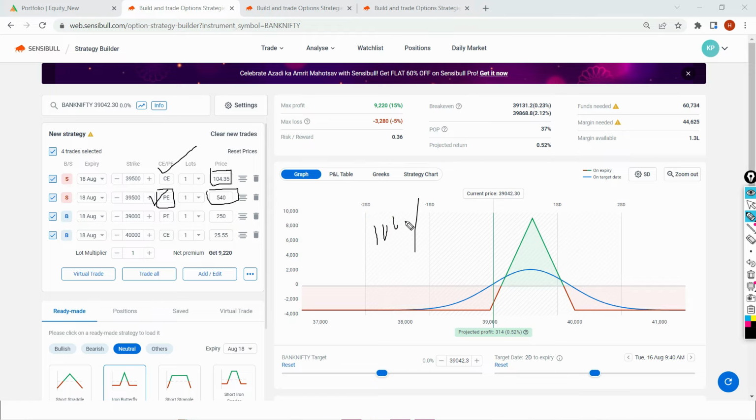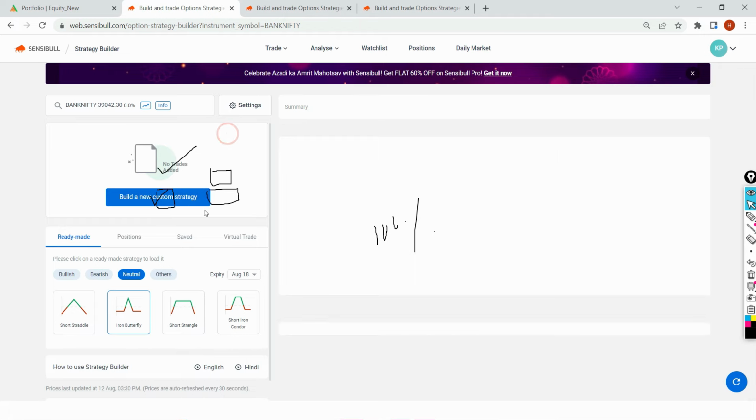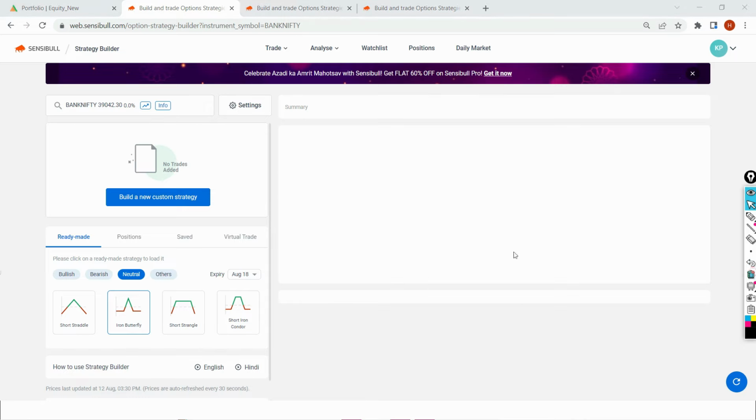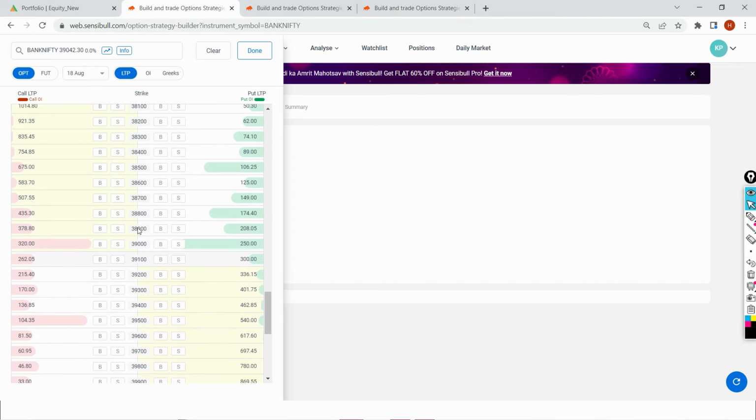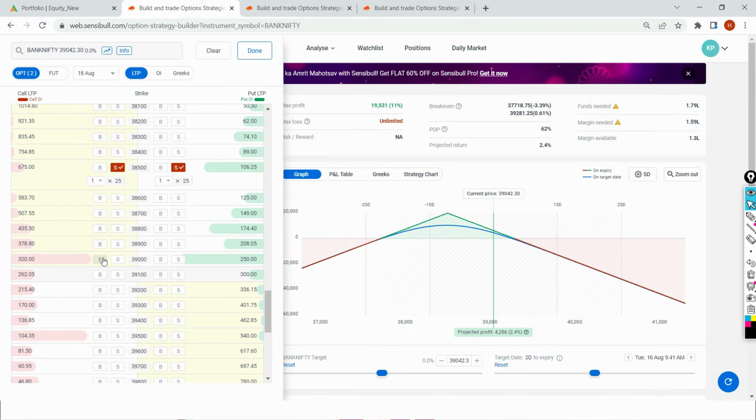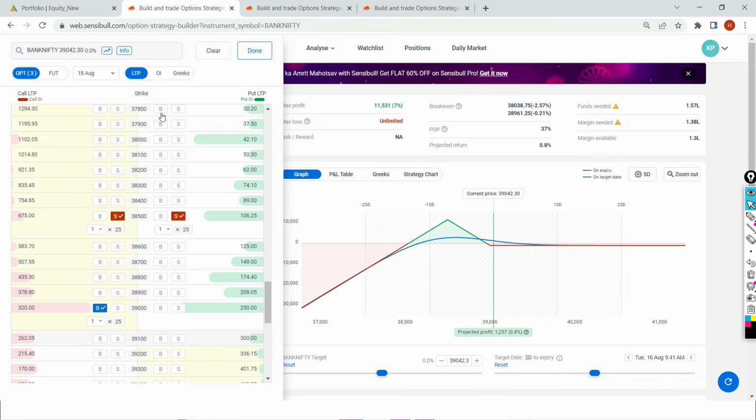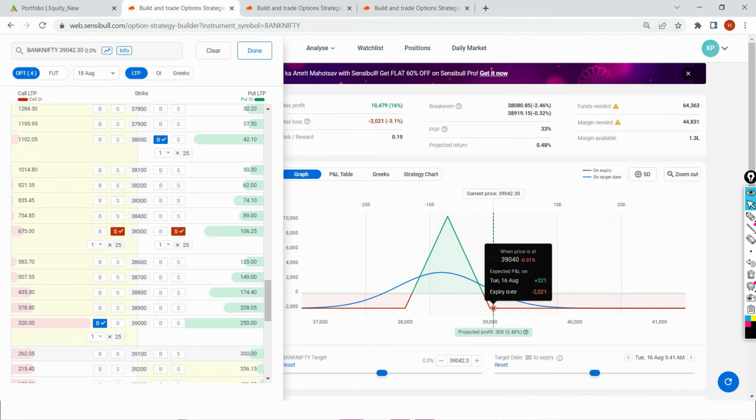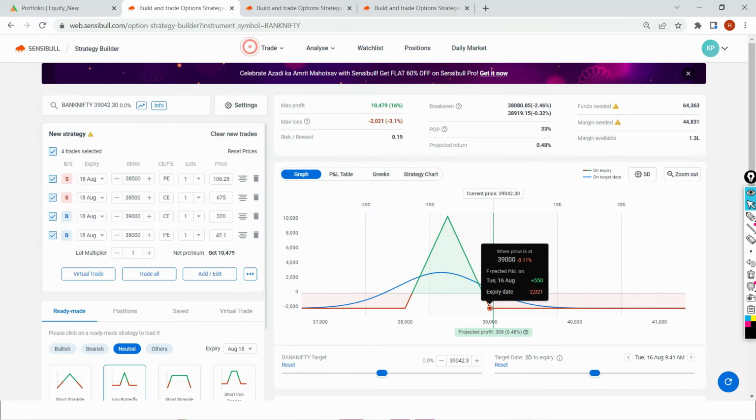Because when you go for the directional approach, one of the legs will become in the money. Okay, let me show you one more thing. Let's say I am bearish about the market. Simple, right? Market stands at 39,000. What will you do? You will sell 39,500, and you will buy this and buy this. This is your typical iron fly.